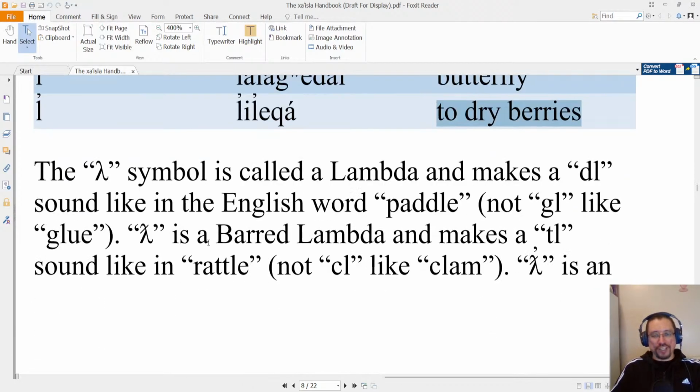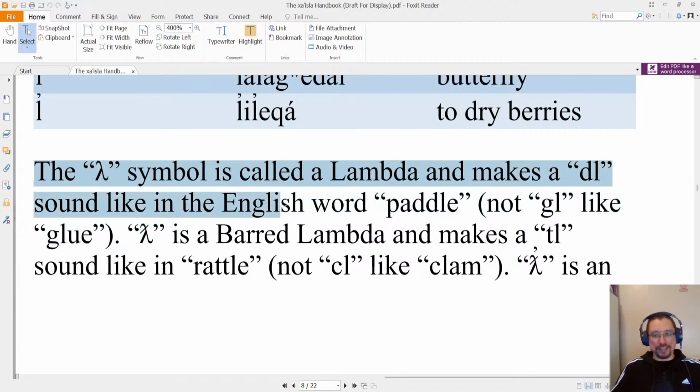So I provide some explanation here in the following paragraph. So the lambda symbol is called, this symbol is called a lambda, which comes from the Greek alphabet and makes a DL sound, like in the English word paddle.